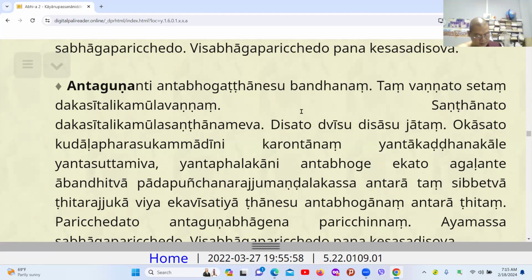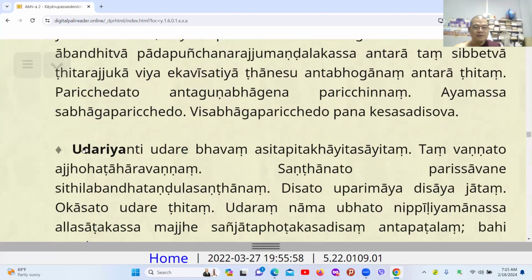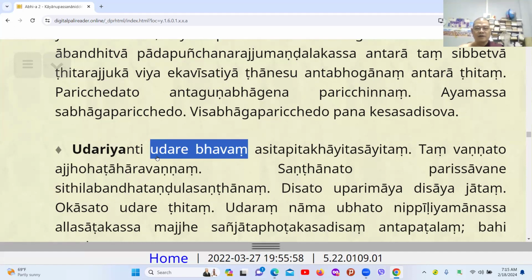Udariya, that is undigested food. What kind of food is that? Udare bhavan, the place of the food process is the stomach. So udare here means stomach. The food that exists in our stomach, not digested yet, we say undigested food. The new food we eat, we drink, we chew, we enjoy. Now the food we have eaten that exists in our stomach is called udariya.